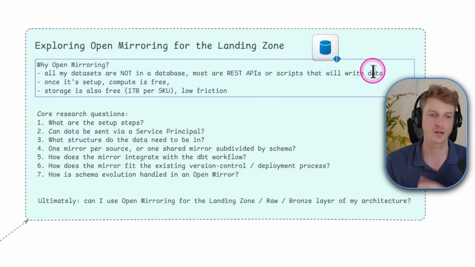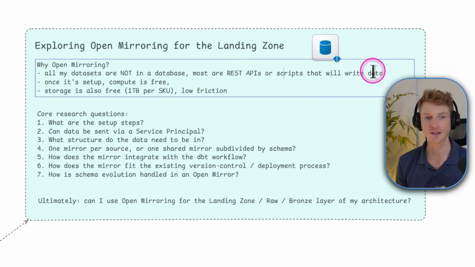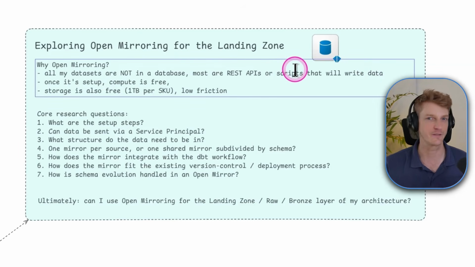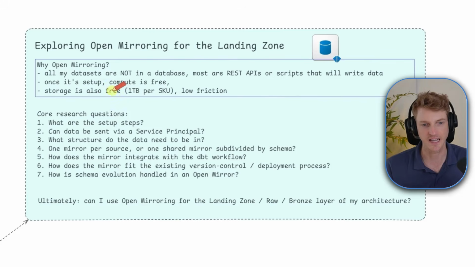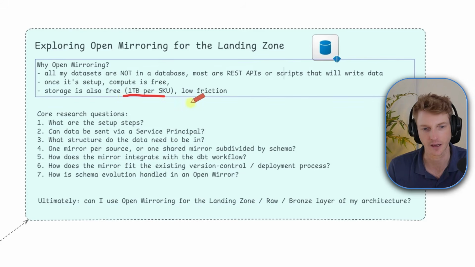Now, because that's very specific to my business and the types of data sets that I have, I think open mirroring could be a really good solution for me. There are some other benefits with mirroring, like once it's set up, the compute is free. You also get some storage free. I think the last time I checked, it was 1 terabyte for each SKU that you're using. So if you're using F8, then you get 8 terabytes, I think, of free storage, which is really useful.